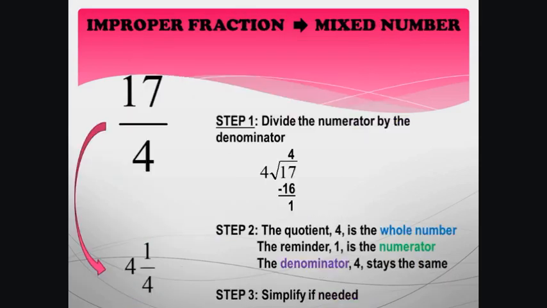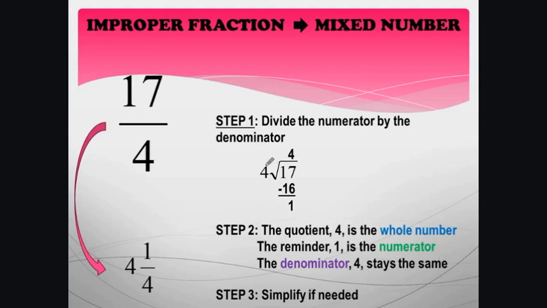Now we're going to switch gears to reviewing how to write an improper fraction as a mixed number. The first step is to divide the numerator by the denominator. So we're dividing 17 by 4. 4 is going to be our whole number. The quotient is the whole number. The remainder is the numerator, and the denominator, 4, stays the same. And then we simplify if we need to.